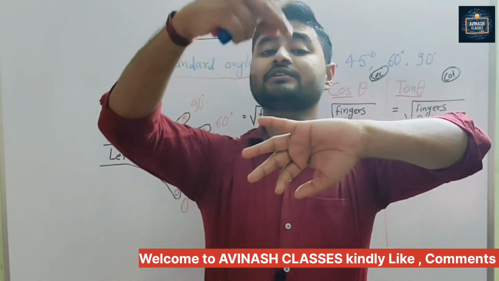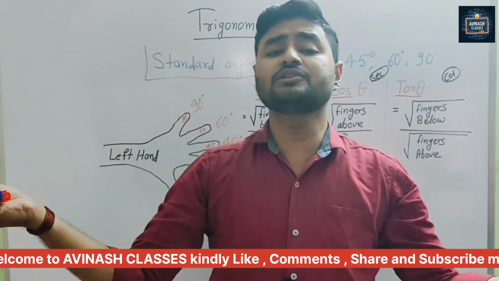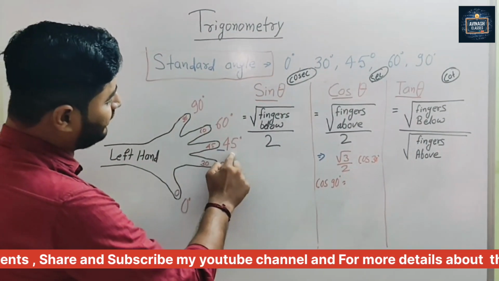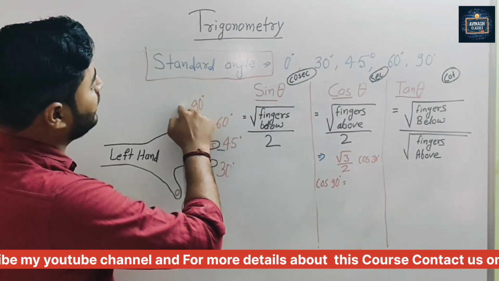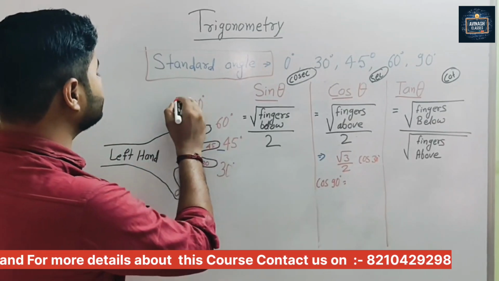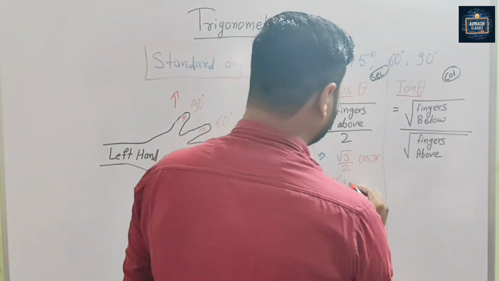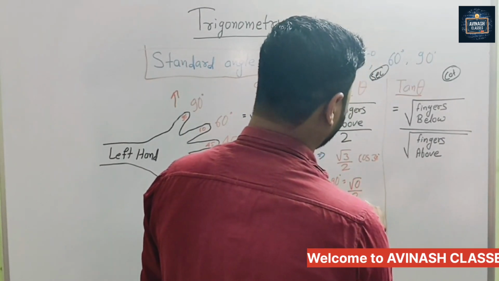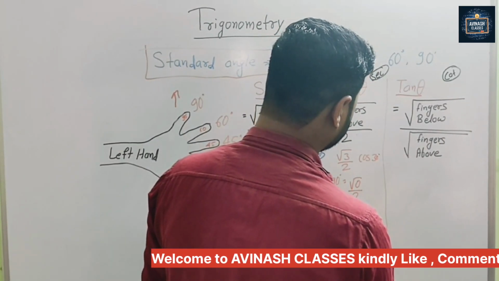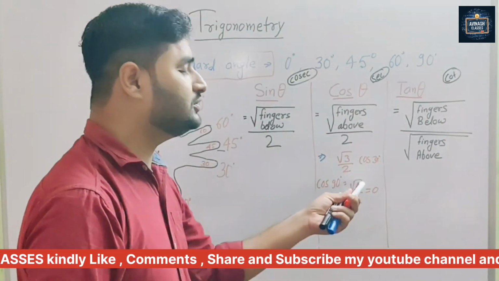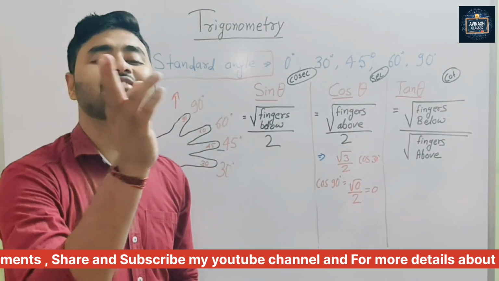Now above this how many fingers? So no finger, 0 fingers. You can check here: 0 degree, 30 degree, 45 degree, 60 degree, 90 degree. Above this, no finger. So we write here root under 0 by 2. So our answer becomes 0 only. Because we know that 0 divided by any number, the answer is 0 only.